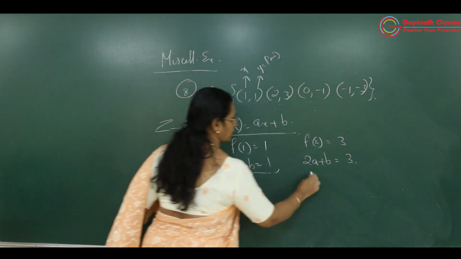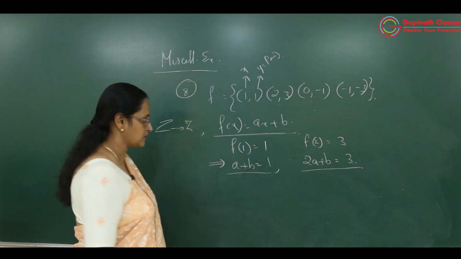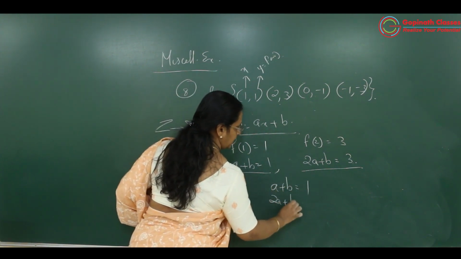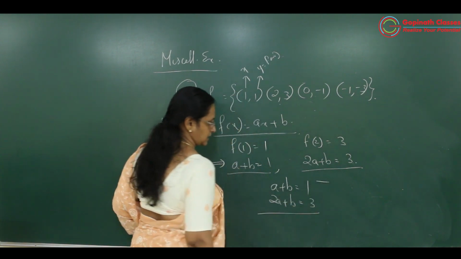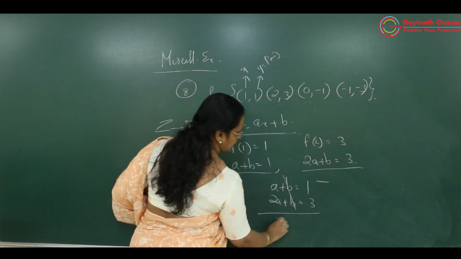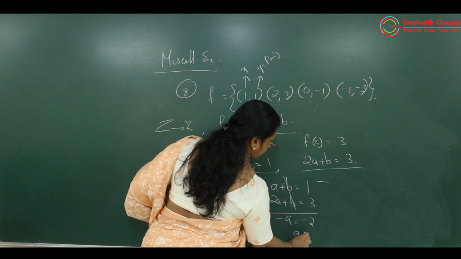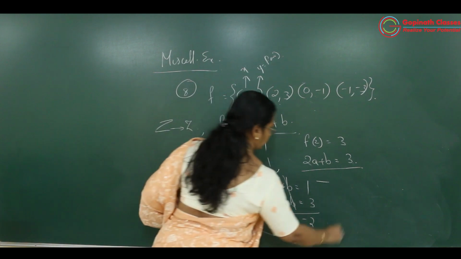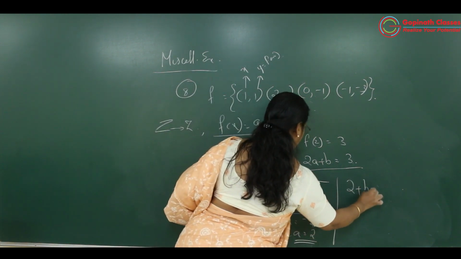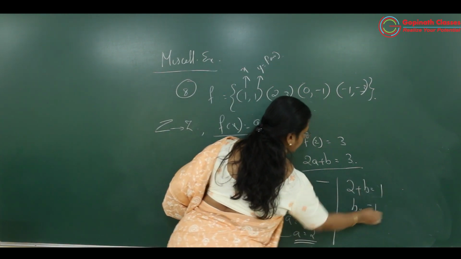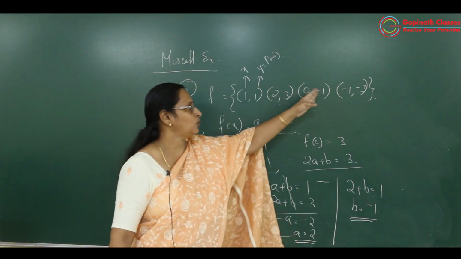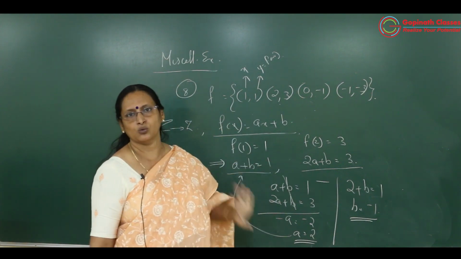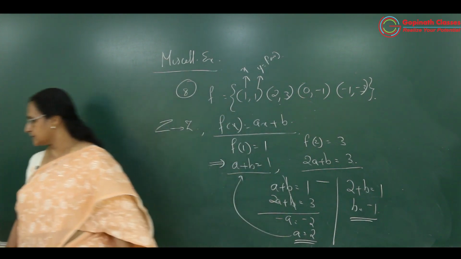Can you solve these two linear equations? a plus b is 1 and 2a plus b equal to 3. Just subtract: b and b go, and minus a is equal to minus 2. So a equal to 2. Substituting here, 2 plus b will be 1, so b will be minus 1. You can even substitute in the others: f(0) is minus 1, f(minus 1) is minus 3. Any two equations are required because there are two unknowns.